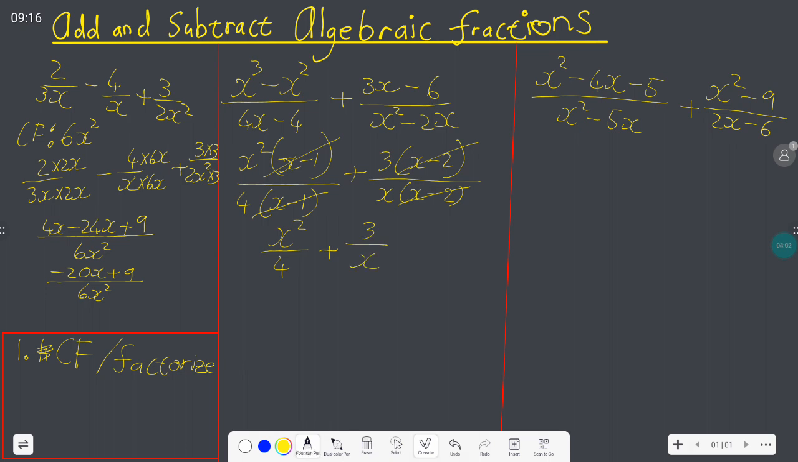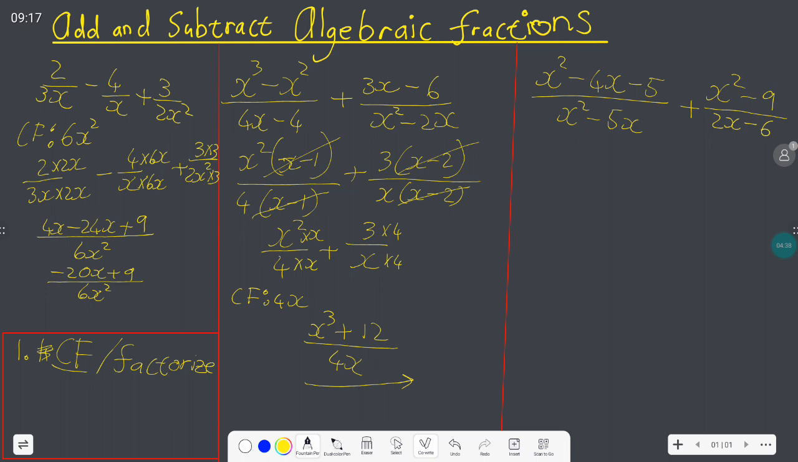Now I start. Common factor. What will be my common factor? 4x. What must I multiply the first one with to get 4x? I multiply by x. To get my second one, I multiply by 4. So, at the end of the day, everything will be over 4x. I will have x cubed plus 12, that will be your final.